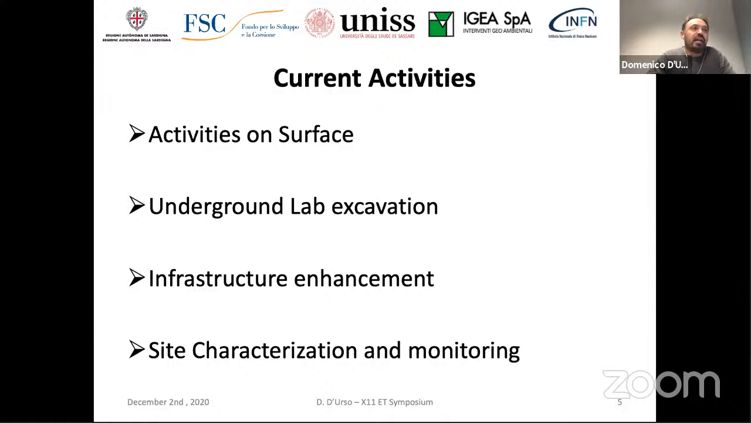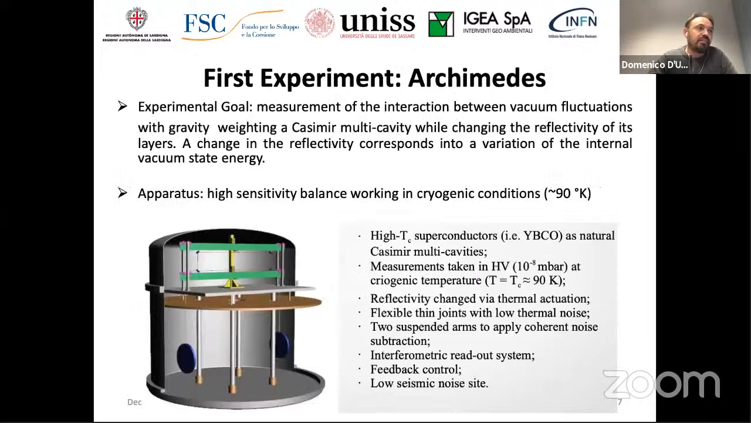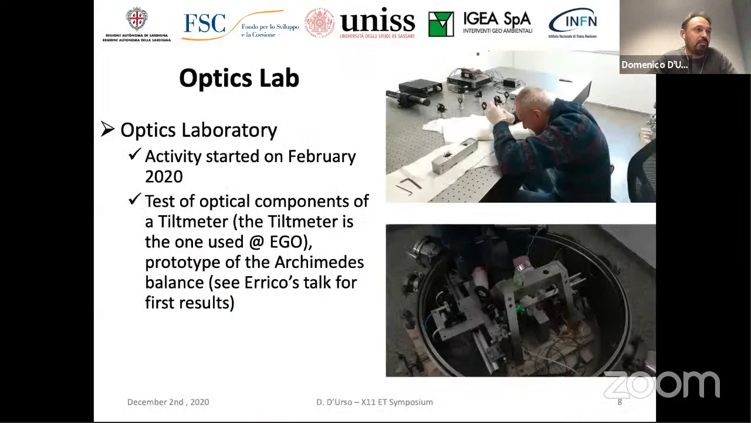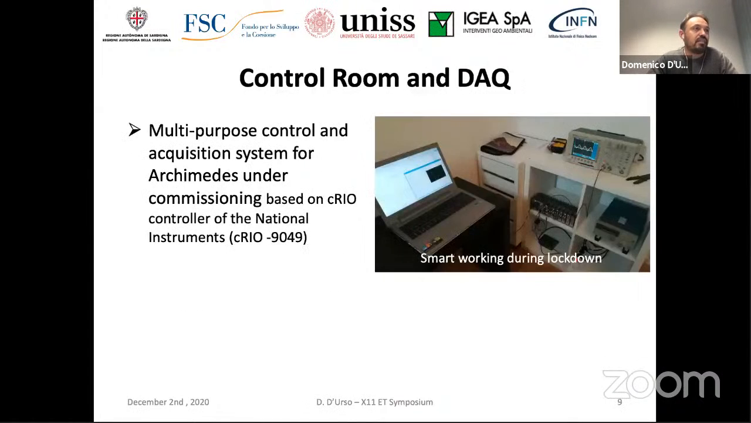So which are the current activities ongoing? First of all, there are some activities on the surface related to the Archimedes experiment. Archimedes has the idea to measure the interaction between the vacuum fluctuation and gravity, and is preparing the apparatus piece by piece. At the moment in the optical lab, the collaboration is testing the prototype of Archimedes.